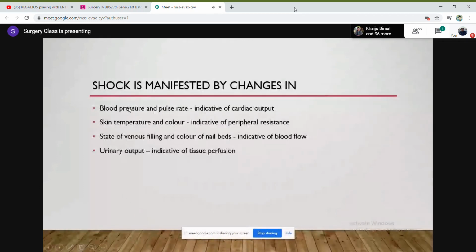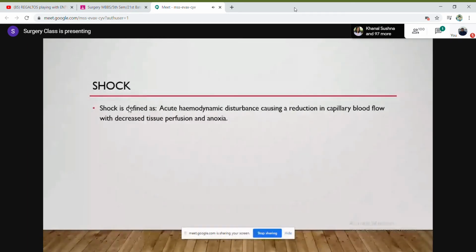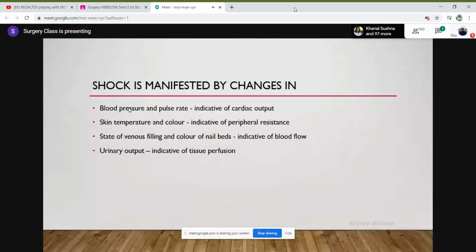So there are some changes that happen in shock. Shock is basically manifested by changes in blood pressure and pulse rate, which is indicative of cardiac output.